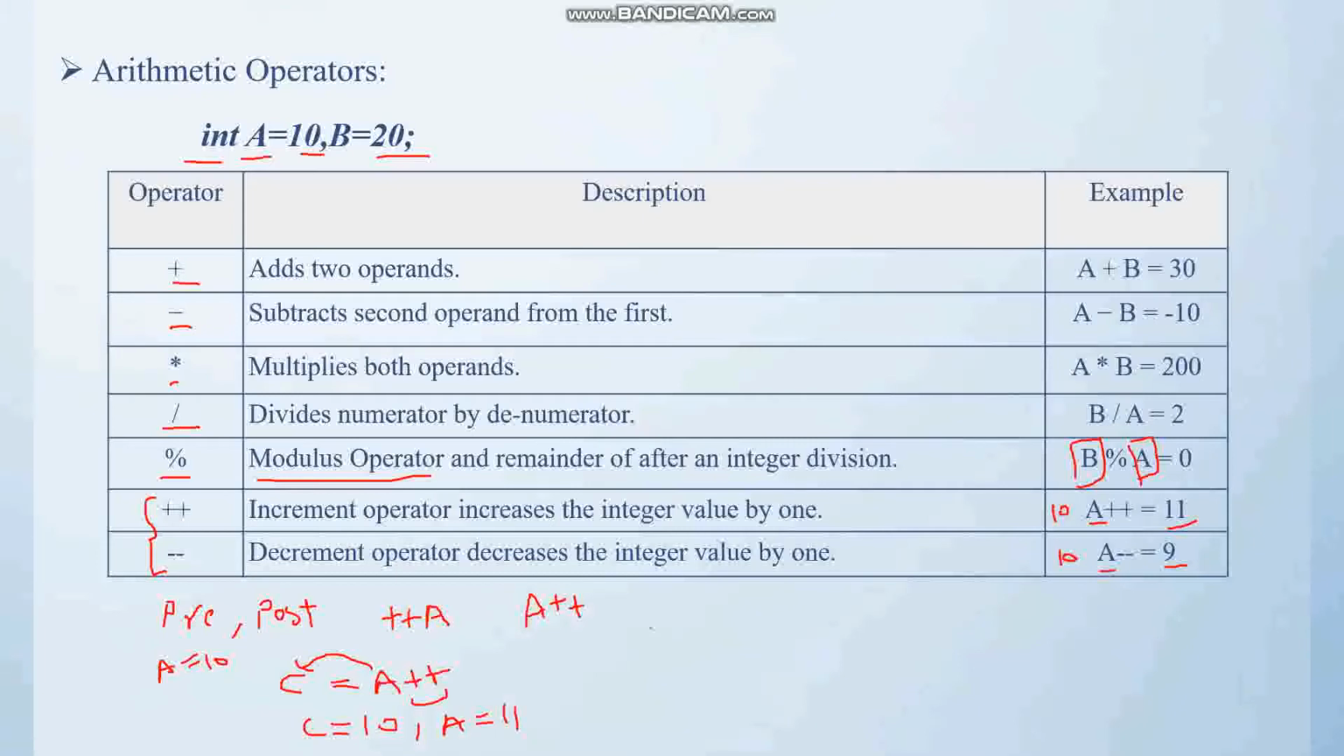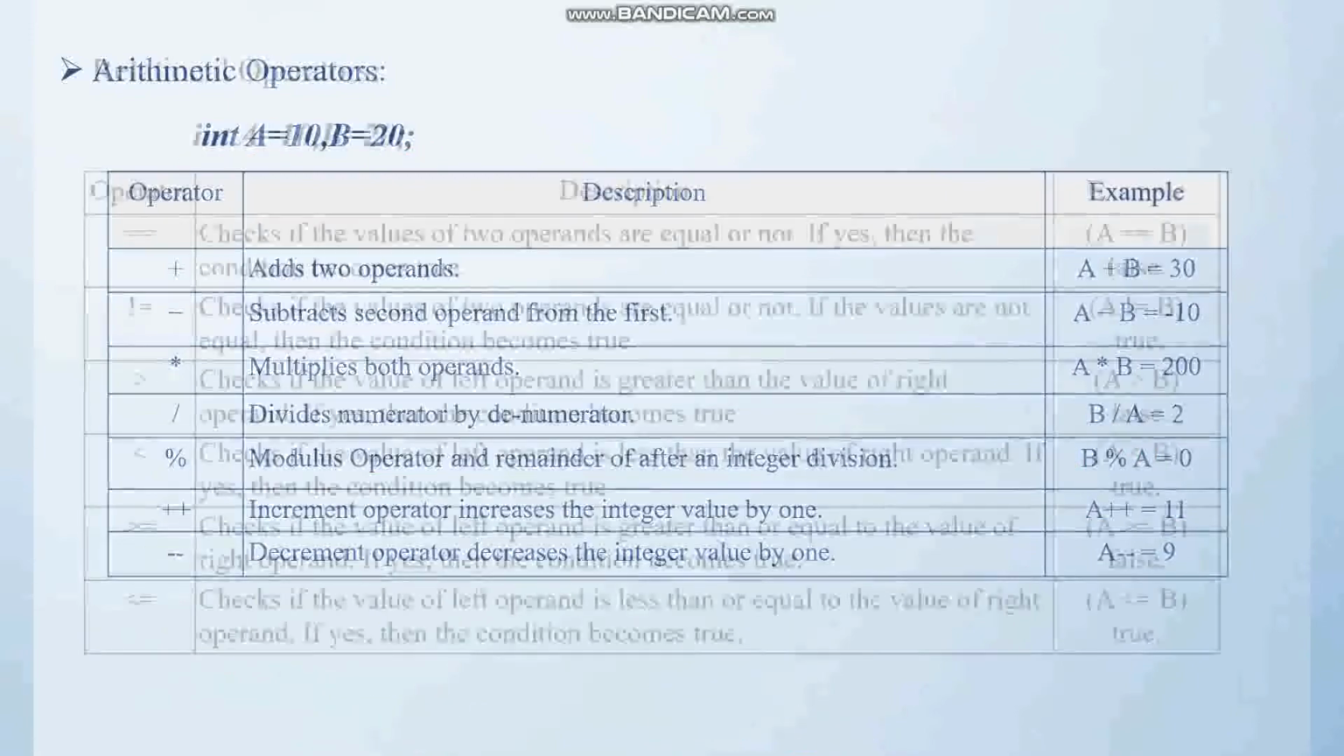Now understand the pre-increment operator. C equals plus plus a. We start with the initial value of a, which is 10. First the value of a is increased, and it becomes 11. So the value of a is now 11. First it is increased, then this value is assigned to C, so the value of C is also 11. This is the basic difference between the pre-increment and post-increment operators. In the same way, the pre-decrement and post-decrement operators can be used.